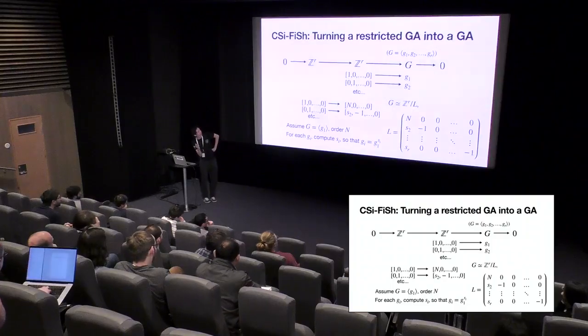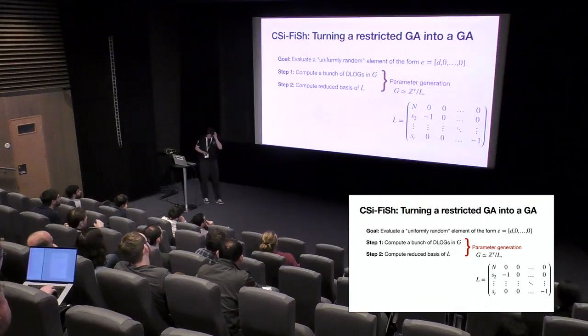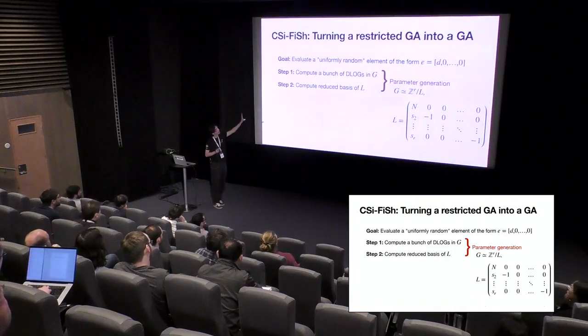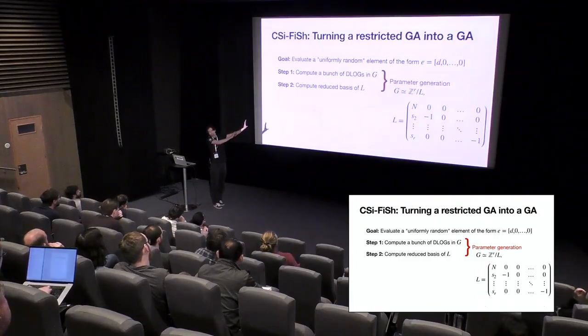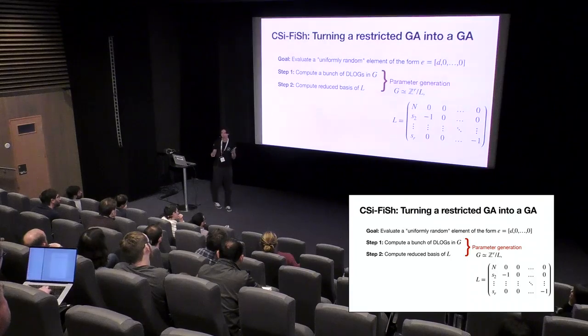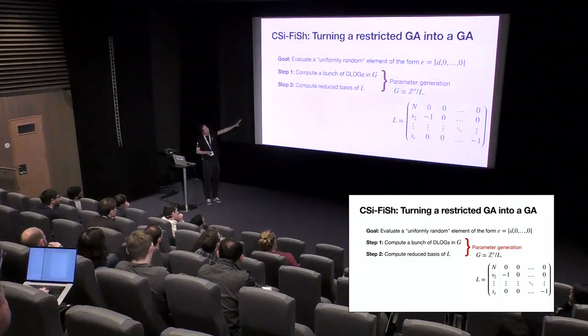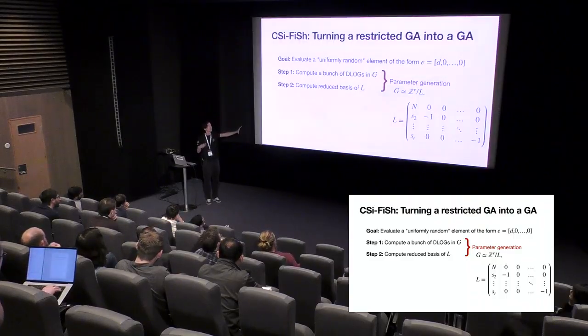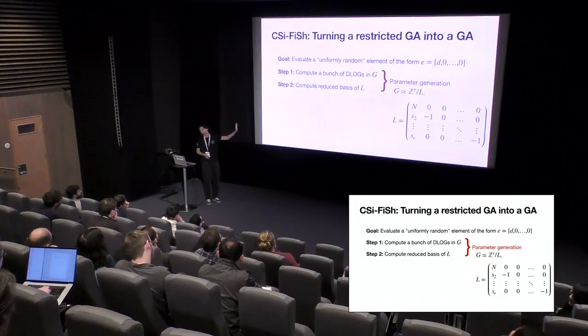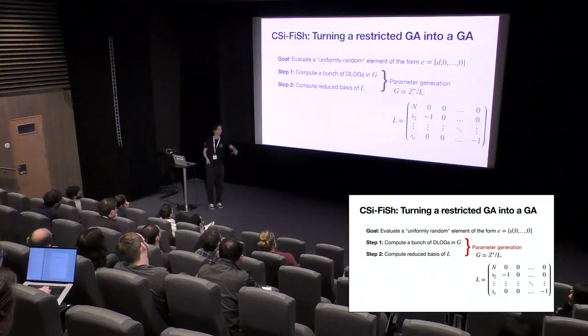Now, how does this help you? First, let's say we have fixed this. An important point here is that this is really part of the parameter generation. You only need to do this once. You compute a bunch of discrete logarithms in your group to get this kernel lattice, and then compute a reduced basis of it. Of course, expensive stuff, but you only need to do it once.